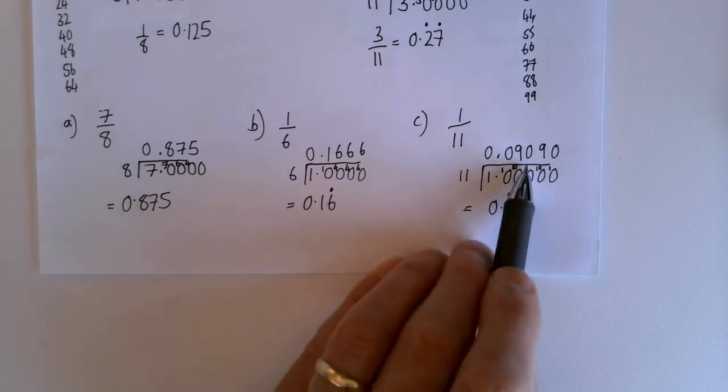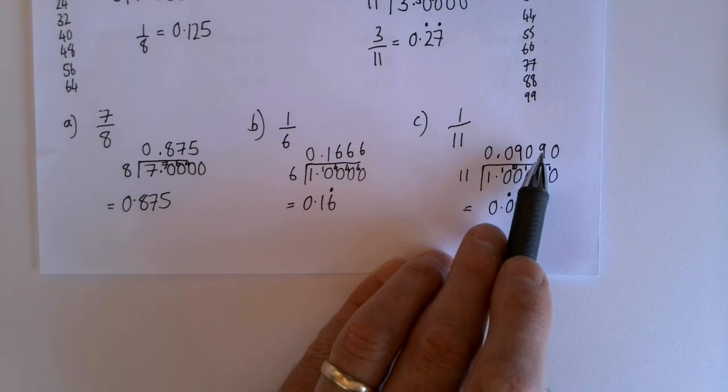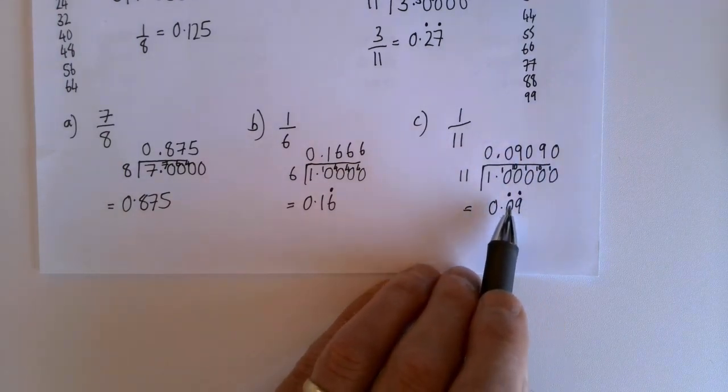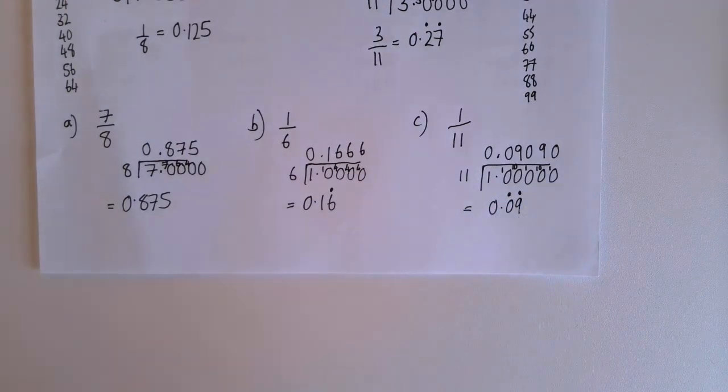Same problem again. How many 11s in 10? Well, there aren't any, so I carry the 10 forward. How many 11s in 100? 9 with 1 left over. So what you get is 0 9 0 9 0 9. So the 0 and the 9 are repeating, so that's why we had 2 dots in that situation.